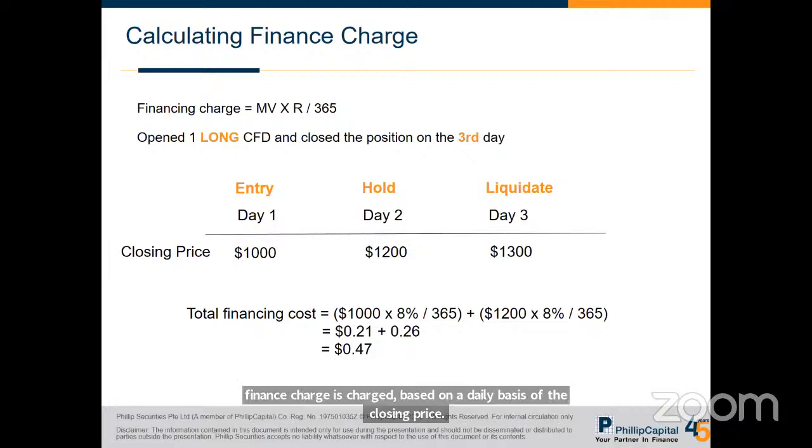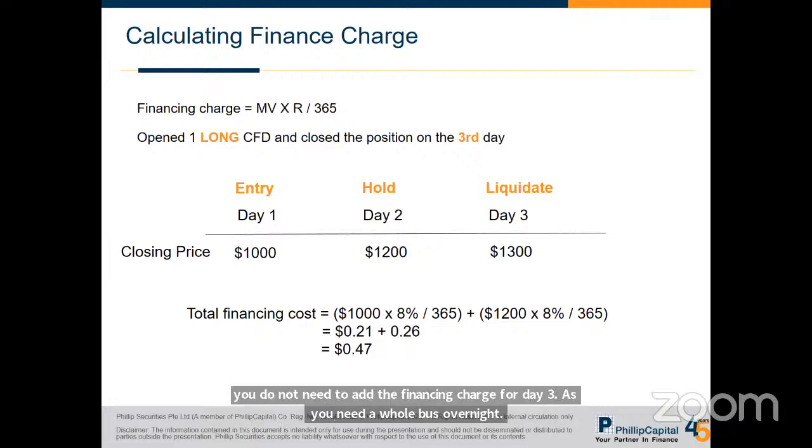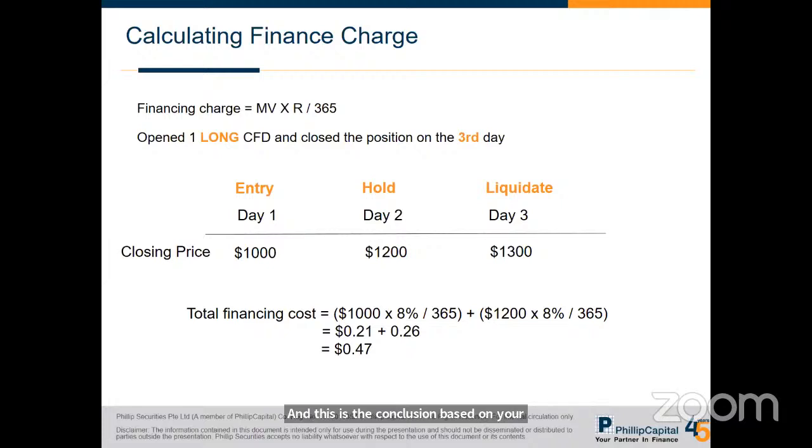So finance charge is charged on a daily basis of the closing price. Here's an example. Assuming we long one CFD, and we close it on the third day. On day one, our position closed at $1,000. Day two closed at 1.2, and on day three we liquidate it. So you do not need to add the financing charge for day three as you did not hold past overnight. And this is the calculation based on your total financing cost.